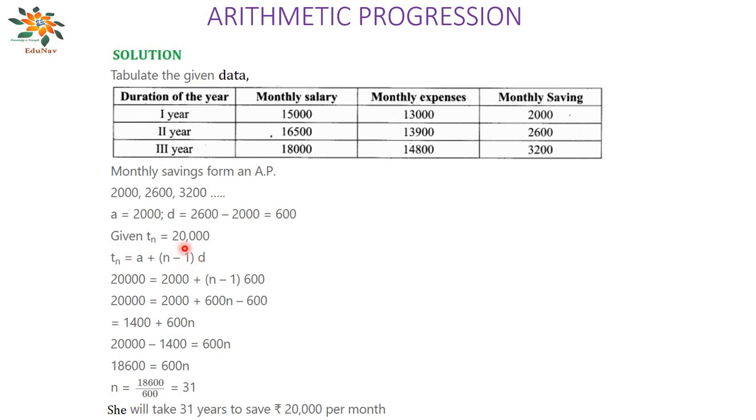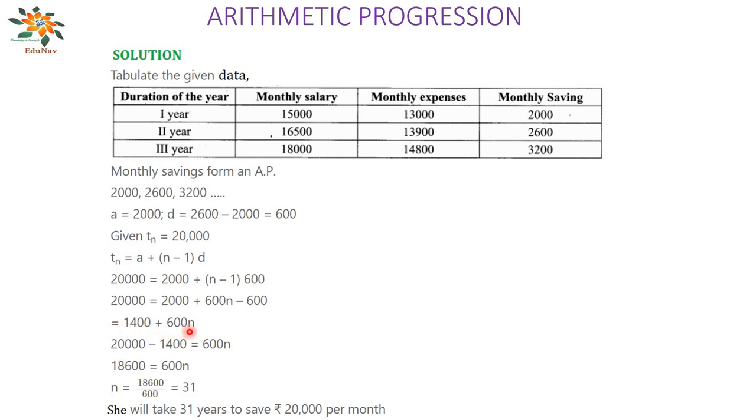Now, substituting the values of Tn, A and D in this formula, we can find the value of n. So, we have 20,000 equals 2,000 plus n minus 1 into 600, that gives 20,000 equals 2,000 plus, what is 600 into n? It will be 600n, minus 1 into 600 will be minus 600. So, our next step will be 20,000 equals 2,000 plus 600n minus 600, that will be 20,000 equals 1,400 plus 600n.